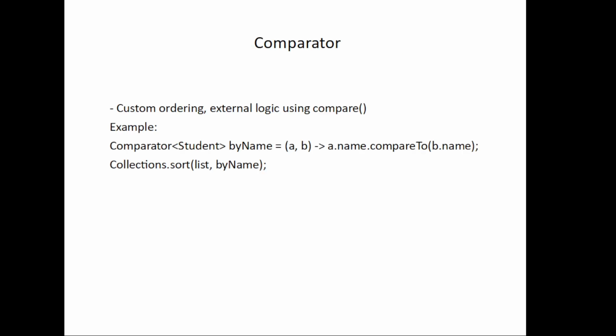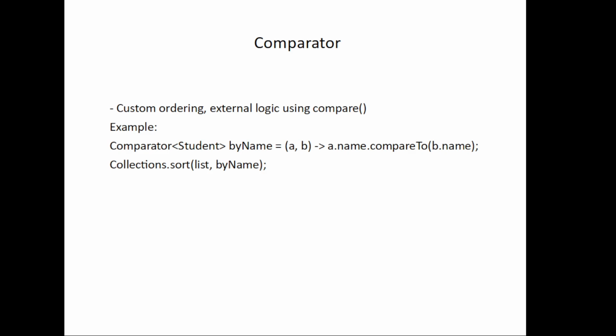Let's talk about Comparator. Comparator is used for custom sorting. If you want to sort by name or roll number or something else, then you can use Comparator. So here this lambda compares two students by their name. You pass the Comparator to Collections.sort and it will sort accordingly. And this is helpful when you want multiple sorting strategies.